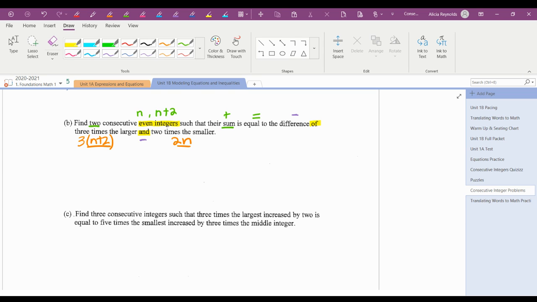So we have the sum of two consecutive even integers. So I need to add n plus 2 is equal to the difference of 3 times the larger minus 2n.